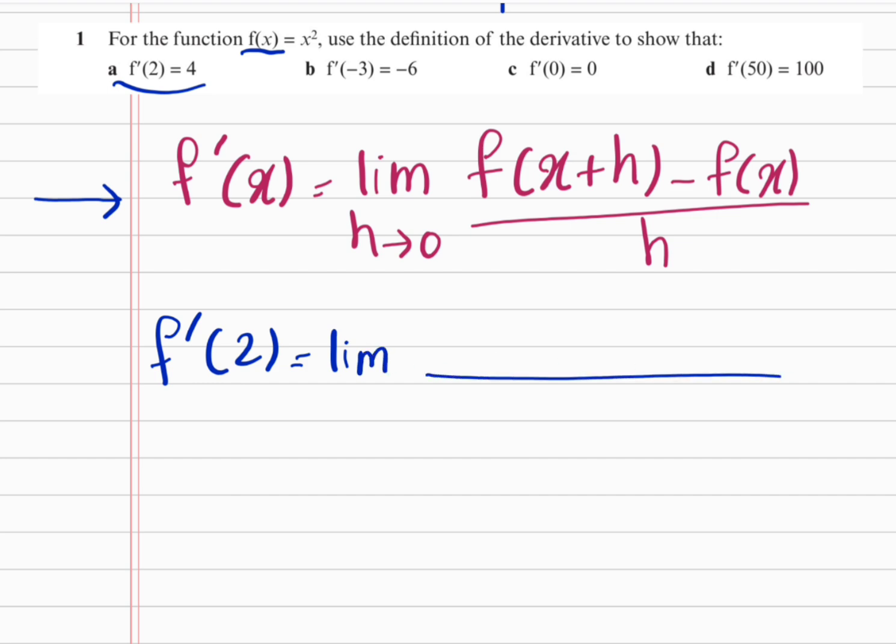So the limit of the function, but since the value of x in this question is 2, instead of writing x plus h, we can write 2 plus h minus f of 2, all over h. We just substitute the value of x. So we want to find the limit of this function as h tends to 0.